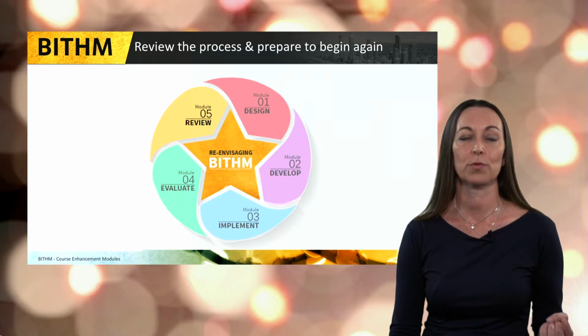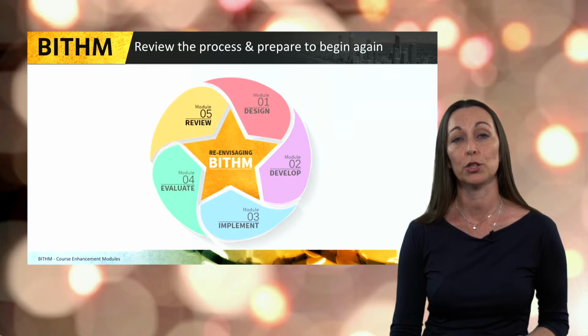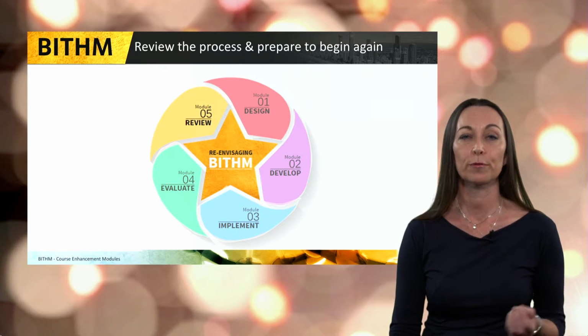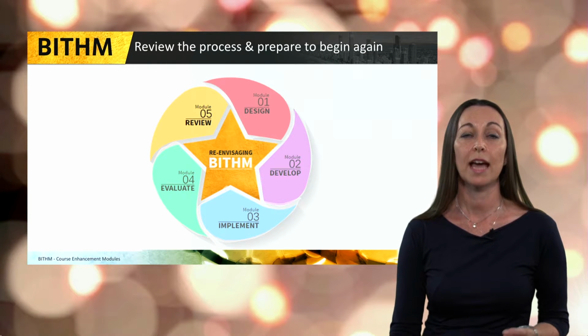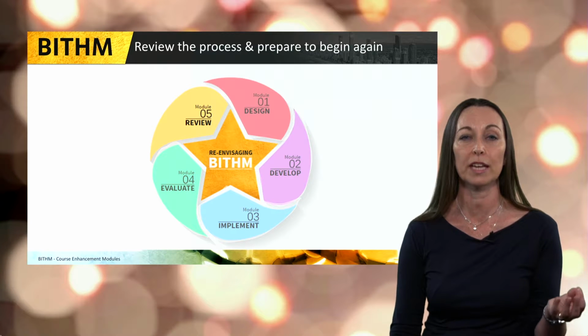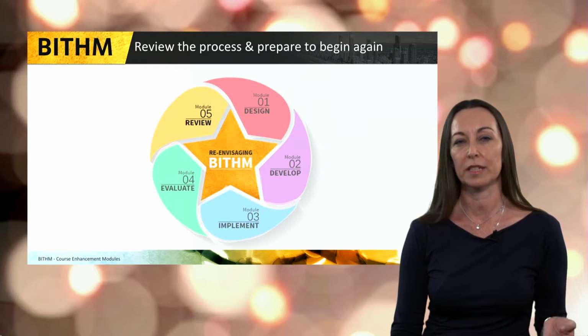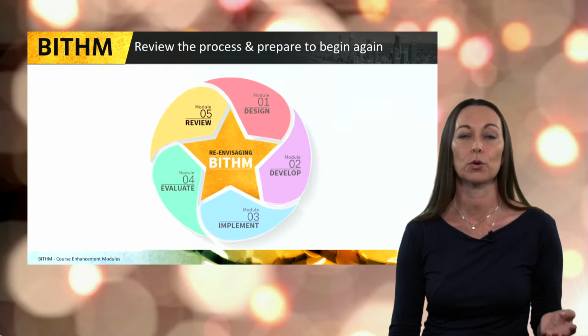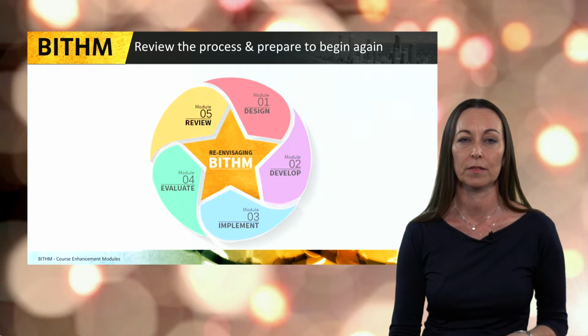And lastly, there's review. And this phase of the course enhancement cycle is all about you looking back at your course, reflecting on your evaluations, and then really looking at what were the strengths of the course, and then looking at what kind of improvements can I make to make this a better course ready for future iterations.